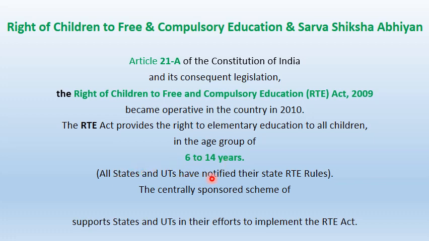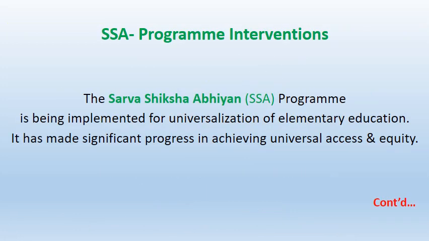All states and union territories have notified their state RTE rules. The centrally sponsored scheme of Sarv Shiksha Abhiyan SSA supports states and union territories in their efforts to implement the RTE Act. SSA program interventions. Universal access. The Sarv Shiksha Abhiyan SSA program is being implemented for universalization of elementary education. It has made significant progress in achieving universal access and equity.